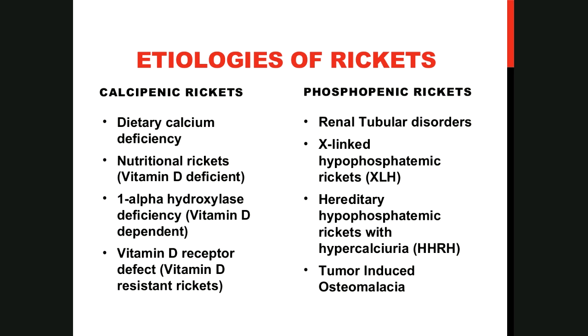In terms of phosphopenic rickets, this can occur due to renal tubular disorders such as Fanconi syndrome. The most common cause of isolated renal phosphate loss and the most common heritable cause of phosphopenic rickets, however, is X-linked hypophosphatemic rickets. So this is caused by mutations in the PHEX gene, and this results in an FGF23-mediated hypophosphatemia. There are also autosomal dominant and autosomal recessive forms of FGF23-mediated hypophosphatemic rickets, but they are much more rare.